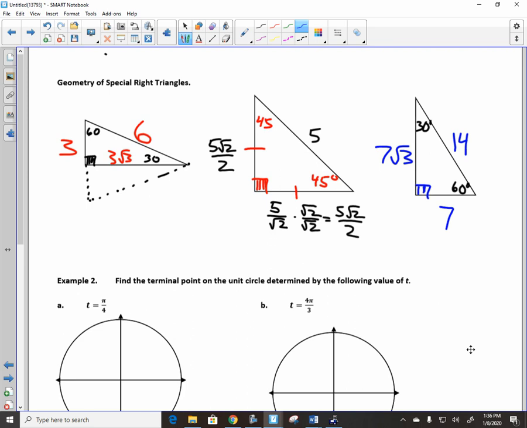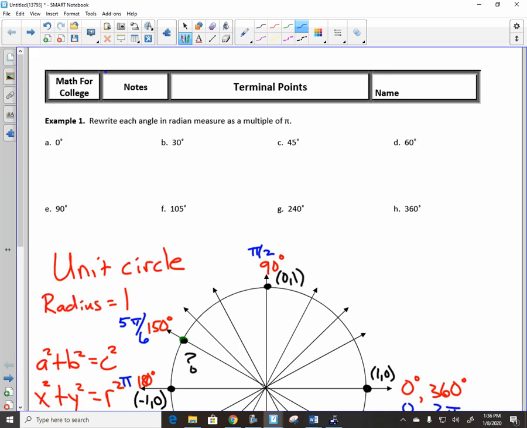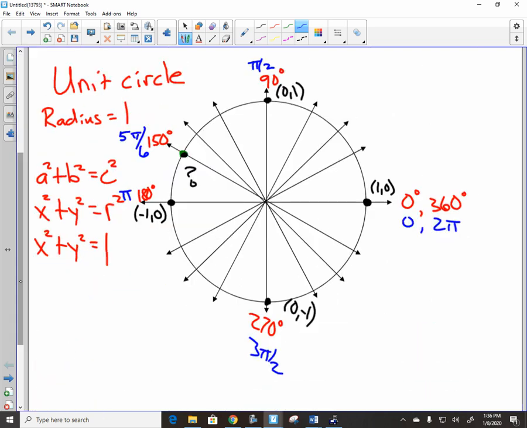Okay, so here's our goal now. We're going to start with pi over 4. I'm going to flip back to this front here. Who remembers what pi over 4 is in terms of degrees? 45.